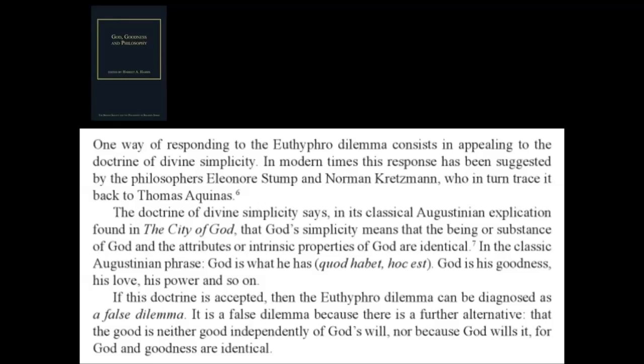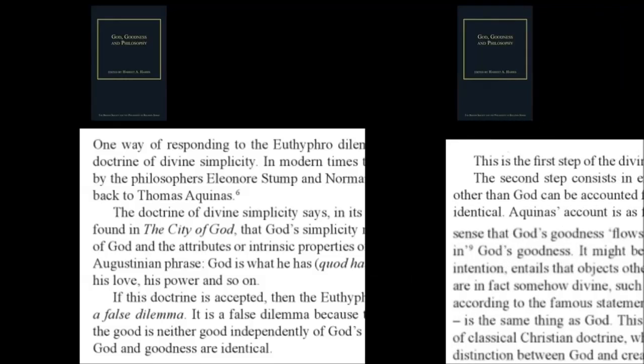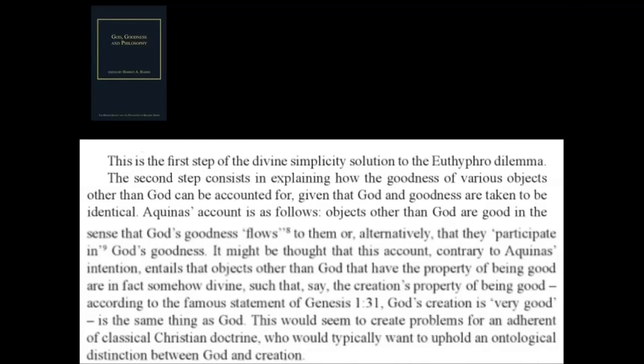But what if one rejects the doctrine of divine simplicity? Dr. Krall continues, quote, "This is the first step of the divine simplicity solution to the Euthyphro dilemma. The second step consists in explaining how the goodness of various objects other than God can be accounted for. Given that God and goodness are taken to be identical, Aquinas' account is as follows.